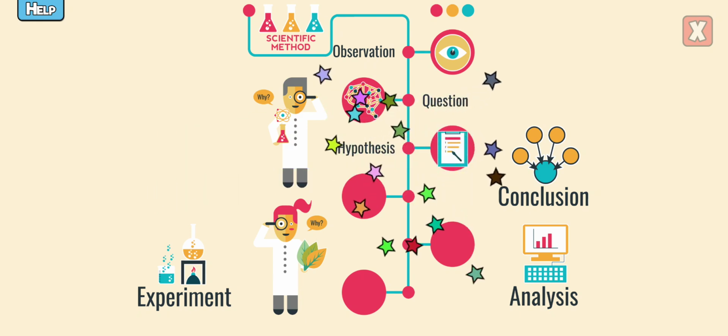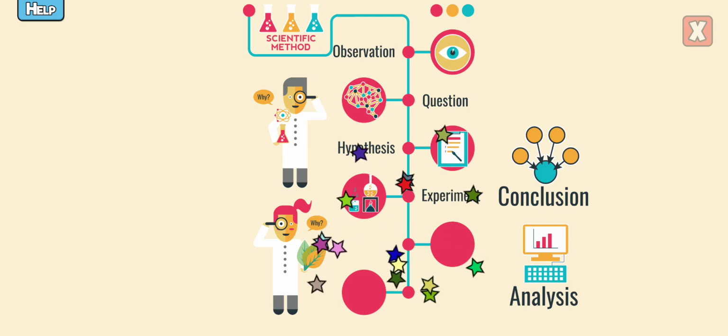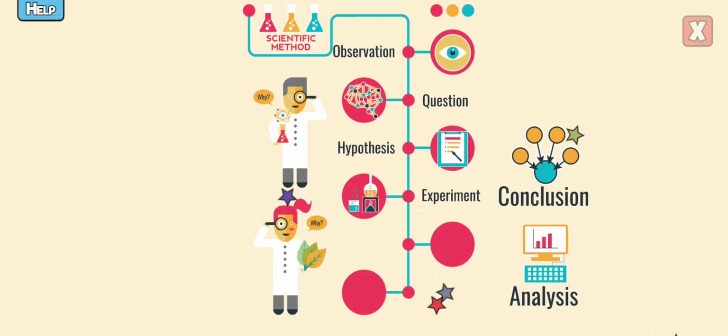Hypothesis. A hypothesis is a possible answer to the question and one that could be tested and allows you to make predictions of the results. Experiment. An experiment allows you to test your hypothesis and collect data.